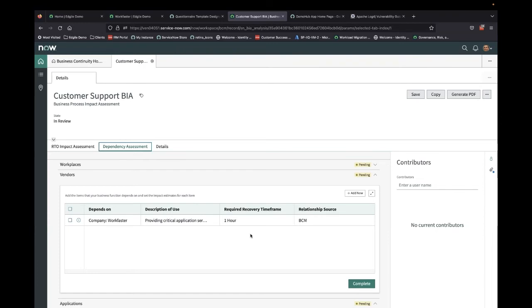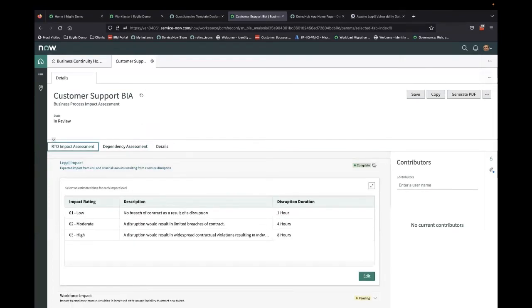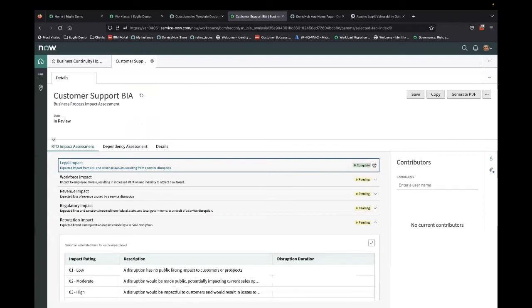So in this example, we are looking at a business process impact assessment, but we can set these up to perform application impact assessments. We can do a facility impact assessment, and really any element of the organization can be assessed to understand, well, what are impacts that could be realized? We have legal impact or workforce impact, revenue, regulatory, reputation impacts. Based on your lens that you put on this, it can be set up to assess those impacts on anything in the organization.